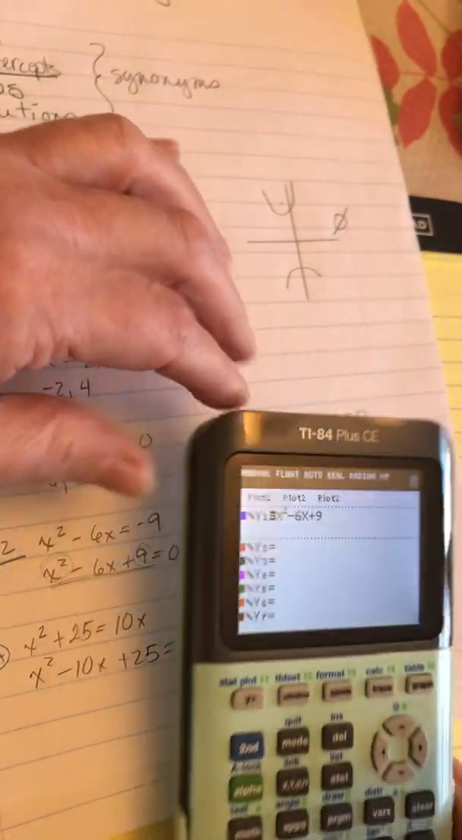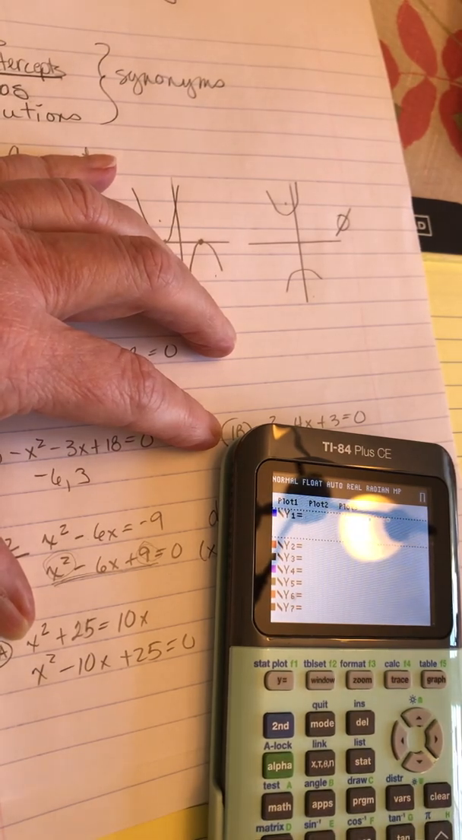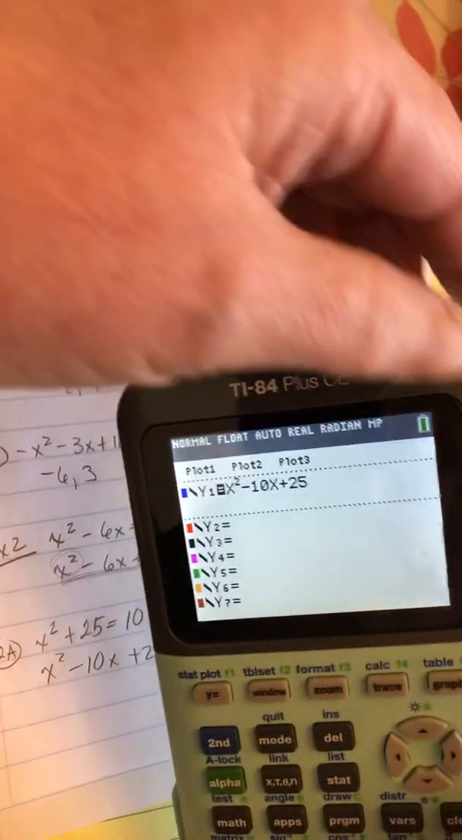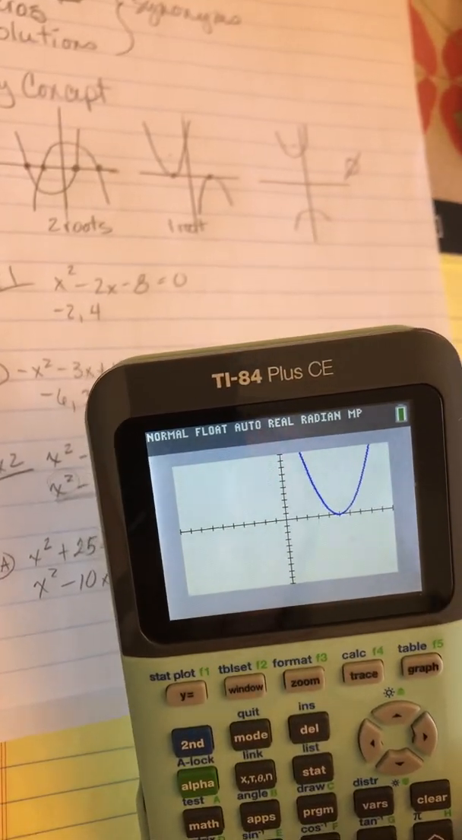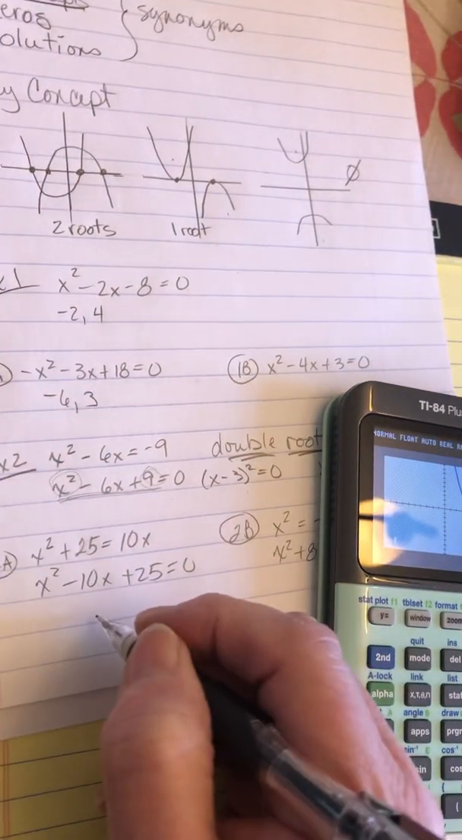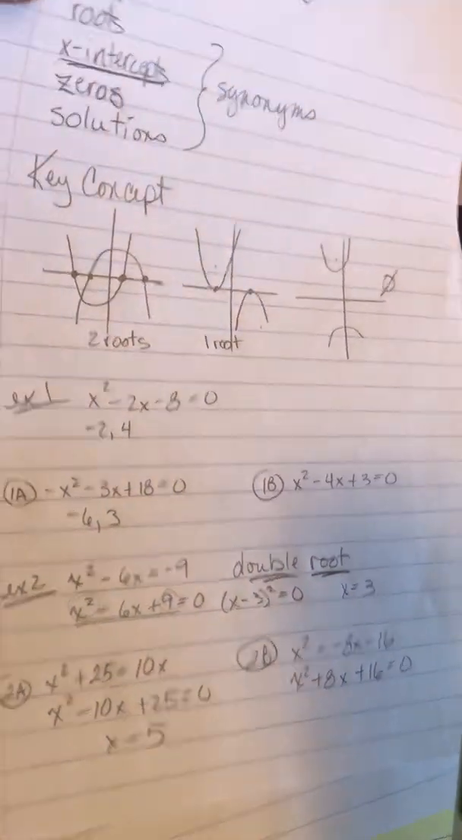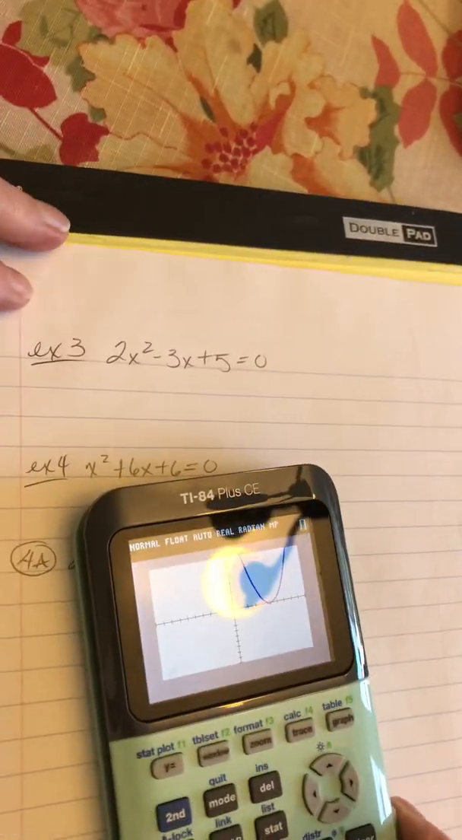Let's try another one. X squared, all right, I'm going to go ahead and clear this one. X squared minus 10x plus 25. And when I graph it, there it sits, right on x equals 5. Okay? Double root because there's one answer. They're both the same.